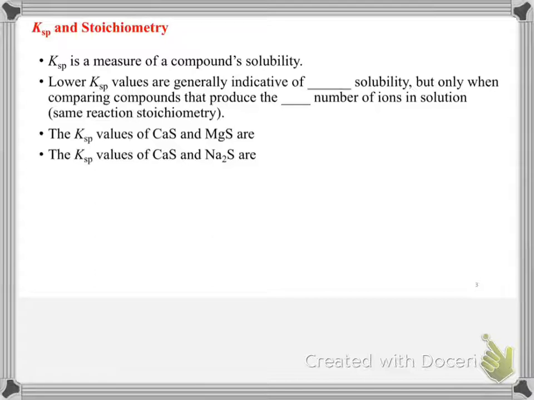So KSP is basically a measure of compound solubility. It is not the solubility, it is a measure of compound solubility. Lower KSP values are generally indicative of lower solubility. Why? Because that means a smaller amount of ions is formed. But when you are comparing the KSP values, you have to make sure that you are comparing cases that produce the same number of ions in solution. So let's see what that means.